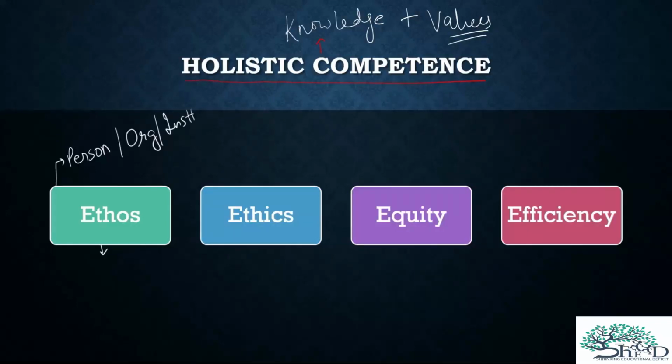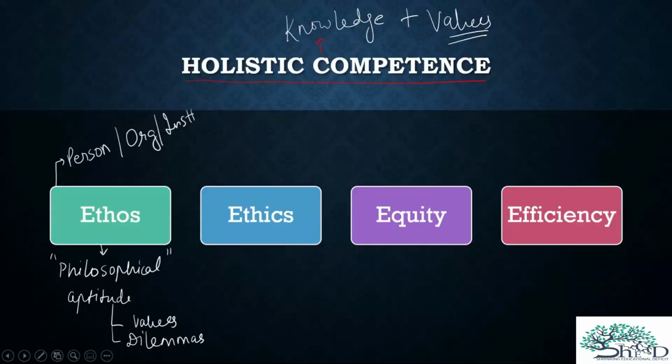Ethos basically means philosophical aptitude. That doesn't mean you need to understand philosophy. That means that you understand the things behind actions. Basically, you understand the values behind some action. You understand dilemmas. Basically, you are able to think. That's what it boils down to in a practical sense. Or basically, what values do you follow? What ethics do you follow? What morals do you follow? Although we'll deal with ethics separately, it is interrelated.